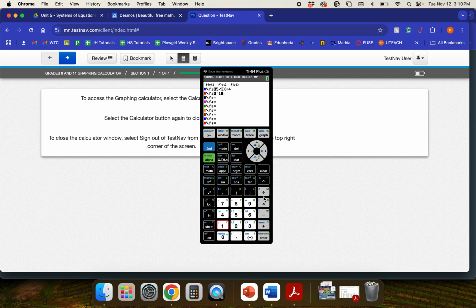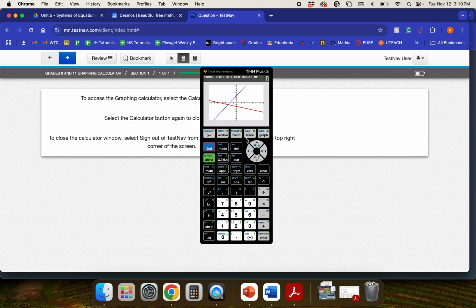-1/3 x minus 2. First I'm going to push graph and make sure I can actually see where they cross each other. So I can see they're crossing each other right here. Now I can kind of eyeball that, and I can see that it's at -3, -1, but the calculator can tell us exactly what it is.